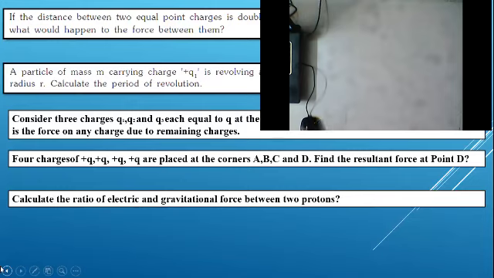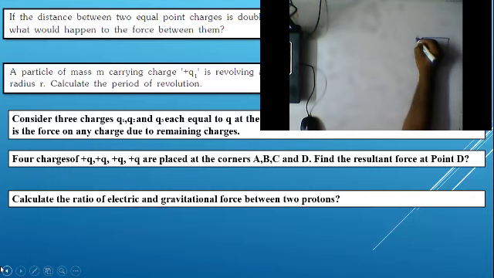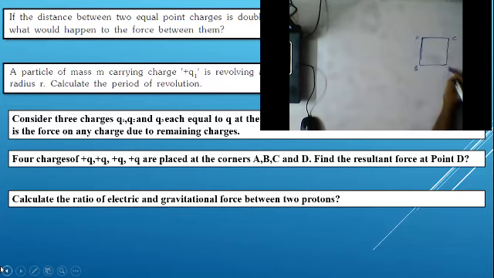In the third question we had three charges, but in the fourth question we have four charges, arranged at the corners of a square like this. Here we have A, here B, here C, and this D. So what is the net force acting at the point D? That is our question.